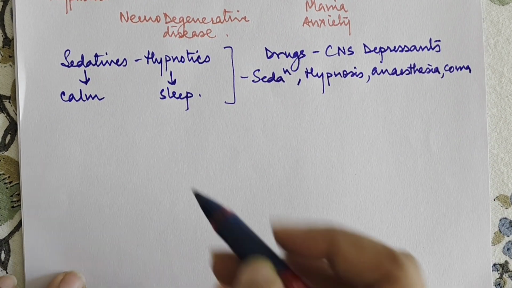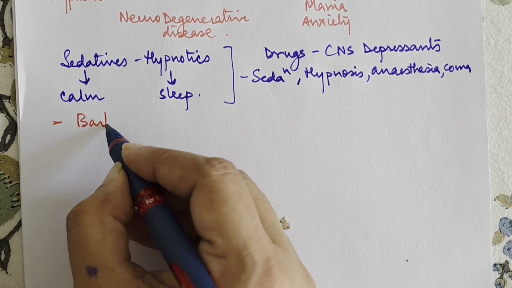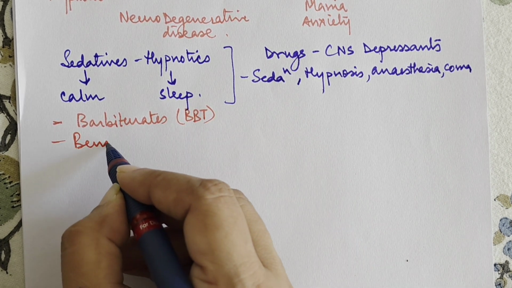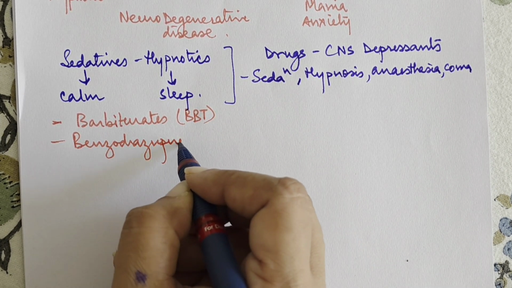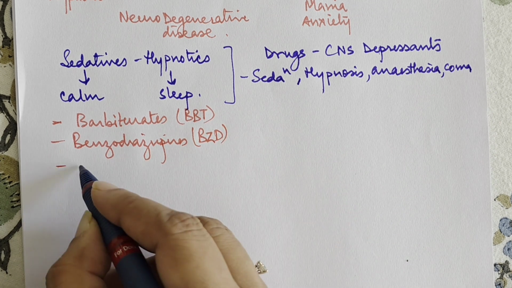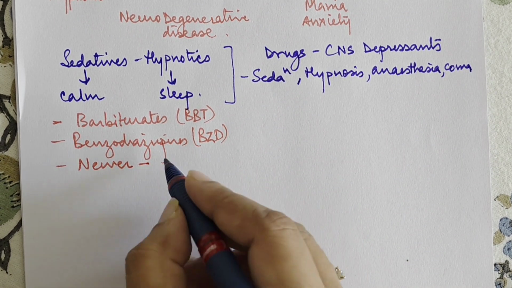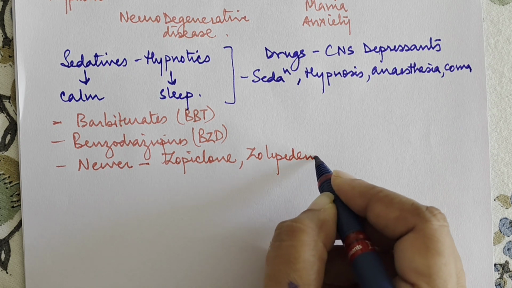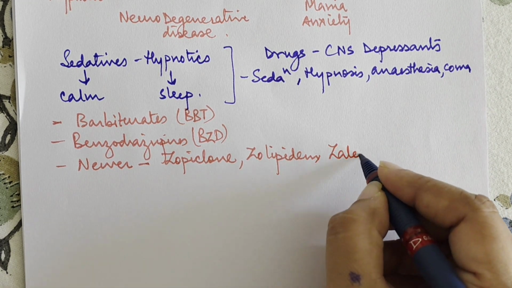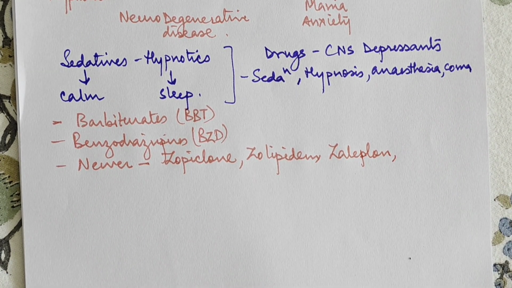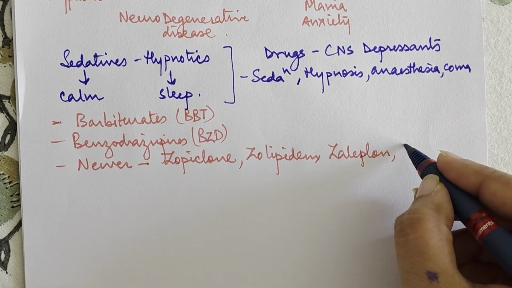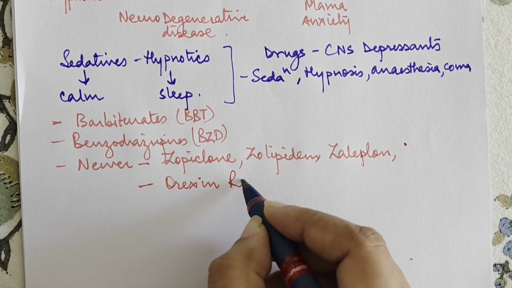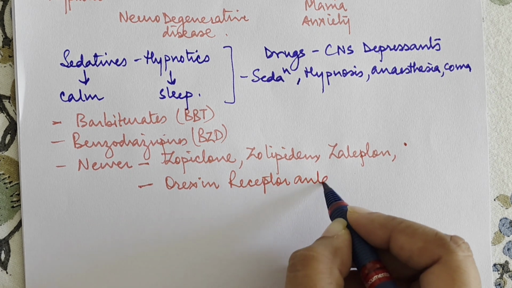So what are the drugs which we study in sedative hypnotics? We study barbiturates, which we'll be writing as BBT. We also study benzodiazepines, which we'll be writing as BZT, and then newer drugs like zopiclone, zolpidem. These are non-benzodiazepine sedatives. Then zaleplon. Then there are some newer drugs acting on a receptor, I'll write it here, orexin receptor antagonist.